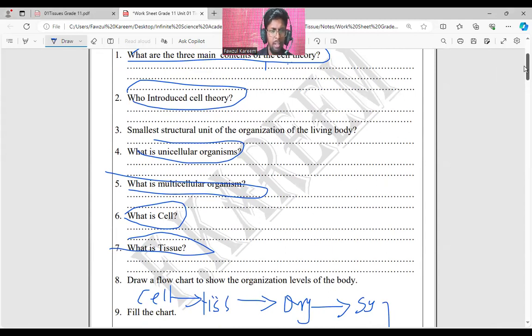What is the main theory? Who introduced structural, unicellular, multicellular? Check whether you can answer these questions. Just check. If you can, say yes or something, or you can use a thumbs up also. If typing is difficult, a thumbs up is fine.